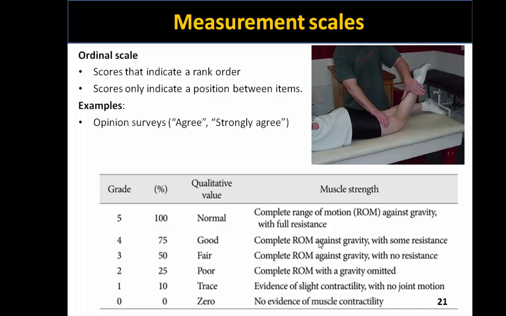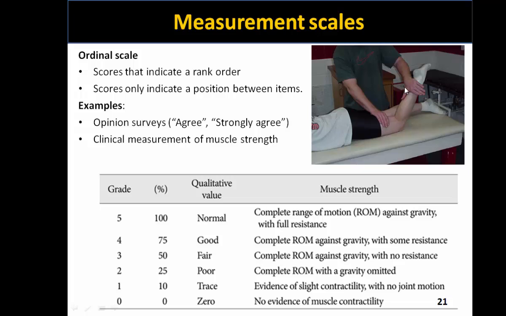So opinion surveys might use an ordinal scale. The researcher might indicate agree or strongly agree as some sort of order that exists with the outcome of people that complete the survey. The example we'll take a look at here is a clinical measurement of muscle strength, as you see in the photo here.